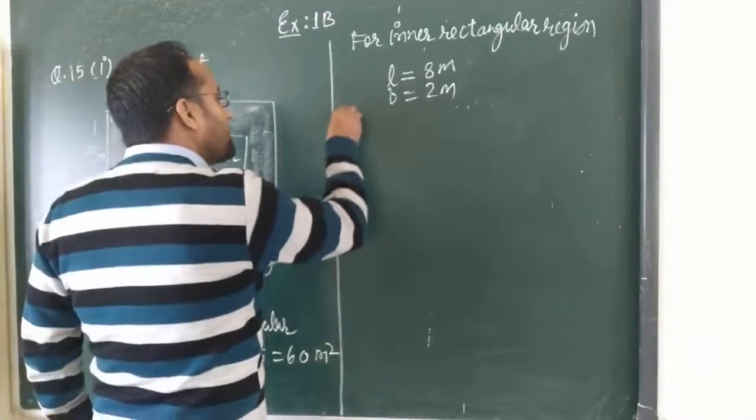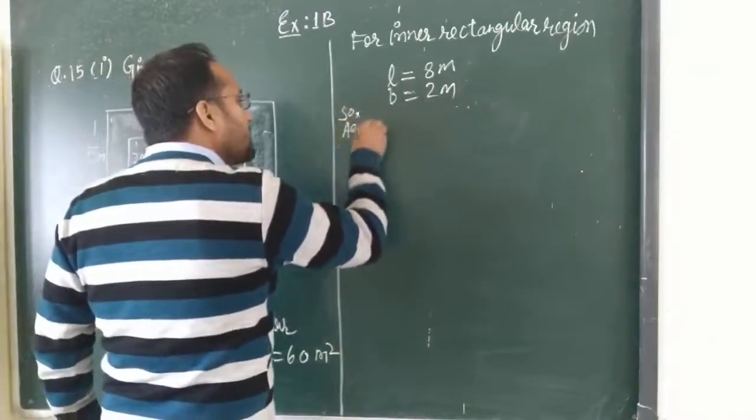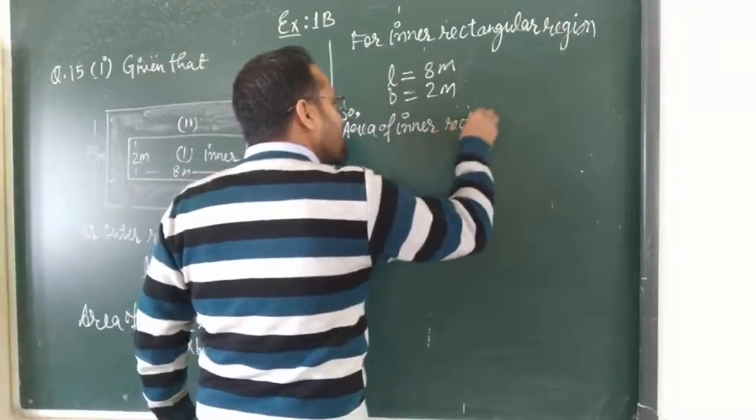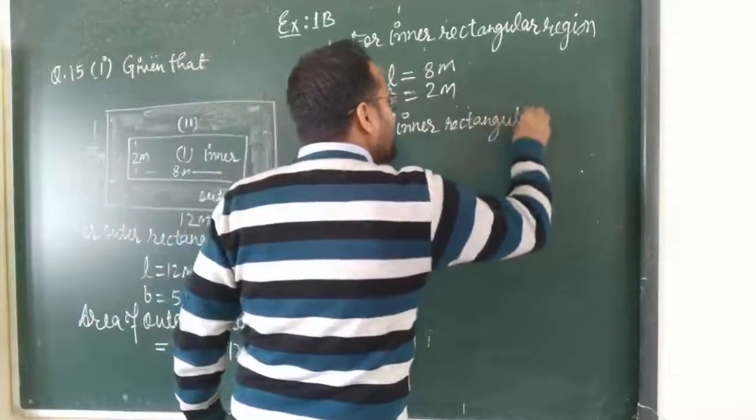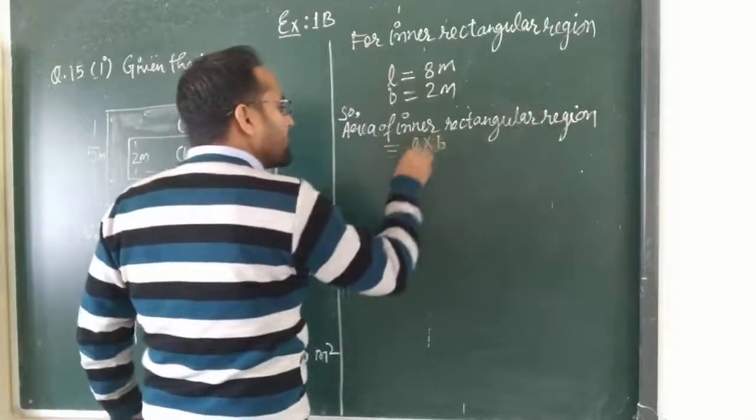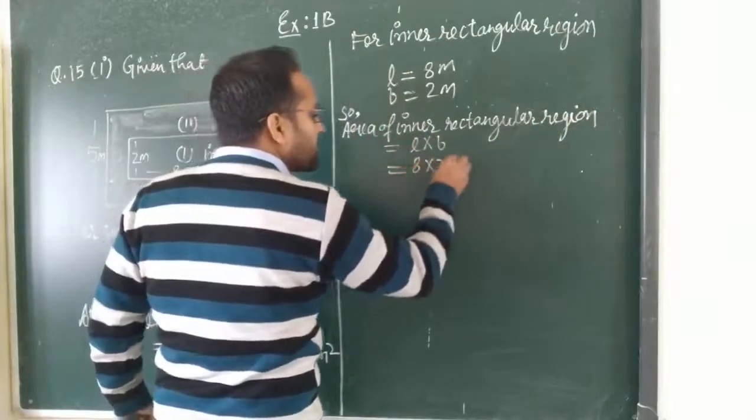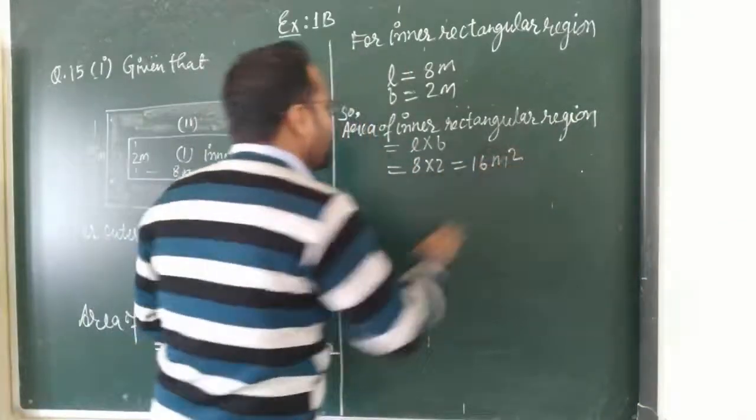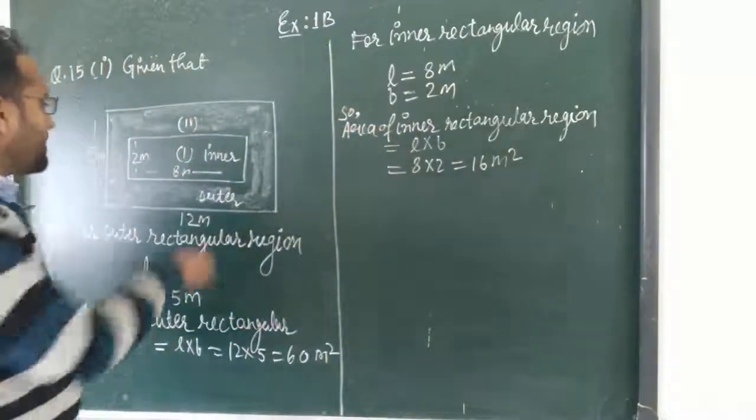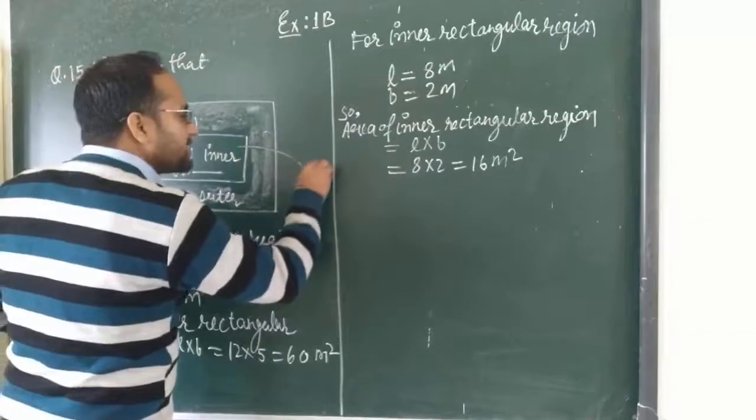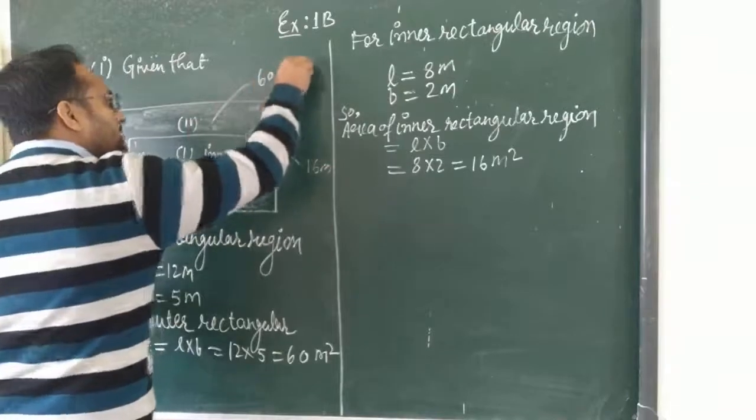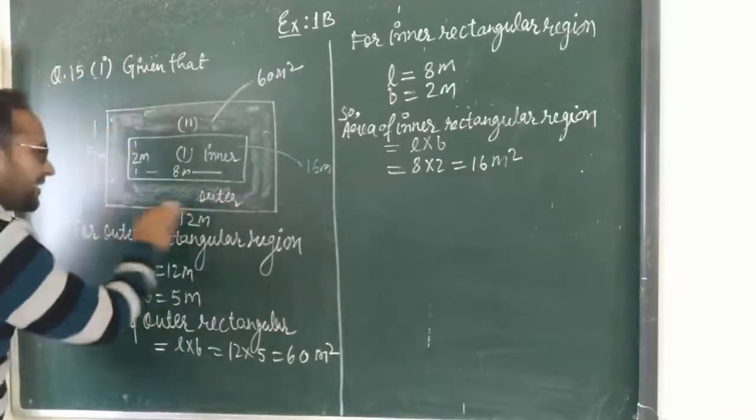So area of inner rectangular region is equal to length multiplied by breadth. Length is 8 multiplied by 2, you will get 16 meter square as the area of the inner rectangular region. And the area of the total is 60 meter square. So can you tell the area of this shaded region?